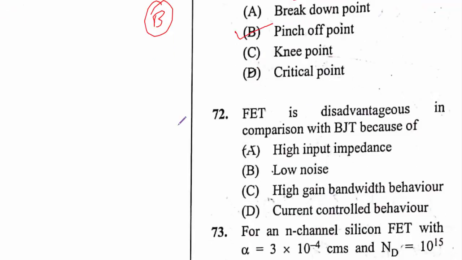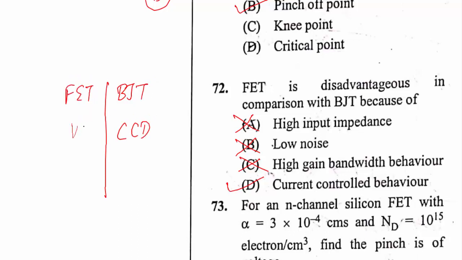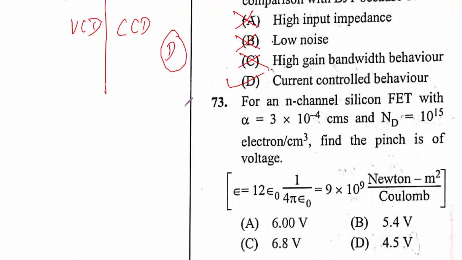72nd question: FET is a disadvantage in comparison with BJT because of: not for high input impedance, not for low noise, not for high gain bandwidth behavior. FET is a voltage control device, but BJT is a current control device. So BJT is a current control device, FET is a voltage control device, but they are telling FET is a current control device. So the option that is going to follow is option D is correct.